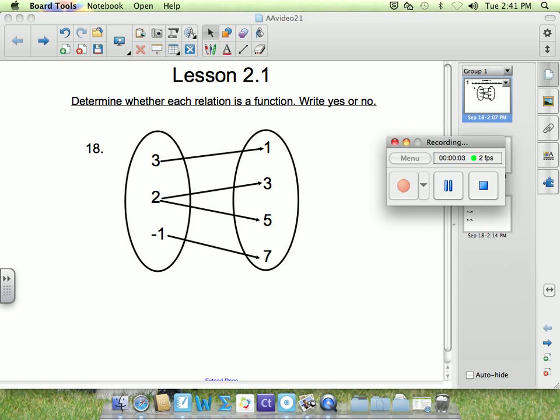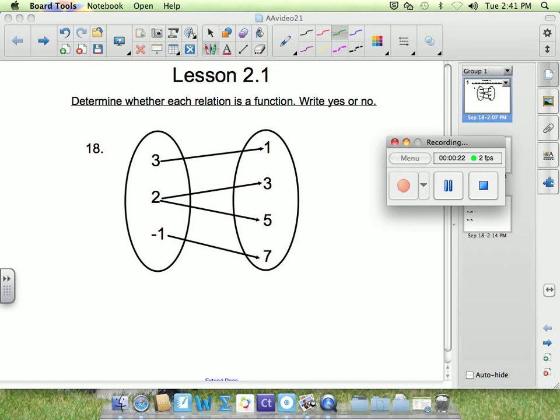In lesson 2.1, one of the key ideas is whether something is or is not a function. One way we can look at that is like number 18. To the left, we have the numbers 3, 2, and -1, and we're trying to figure out if they're matched up with 1, 3, 5, and 7.